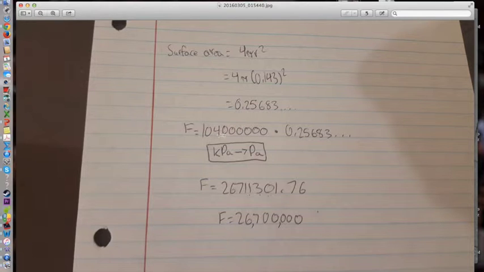where you got 104 million times 0.25683. The reason why this becomes larger is because we converted this from kilopascals to pascals. And to do that, you need to multiply your answer by 1,000, adding 3 more zeros from 104,000 to 104 million. The force becomes 26,711,301.76. With 3 sig figs, the force is equal to 26,700,000 pascals per meter.